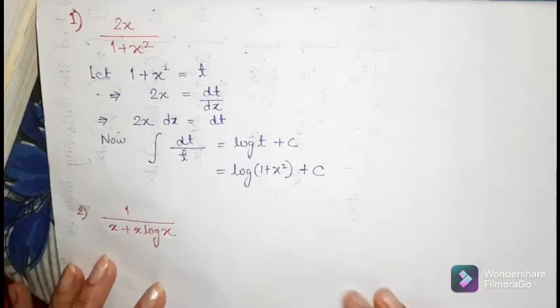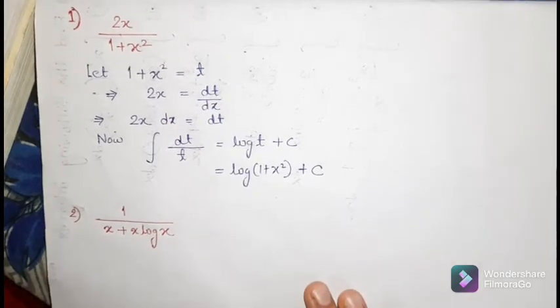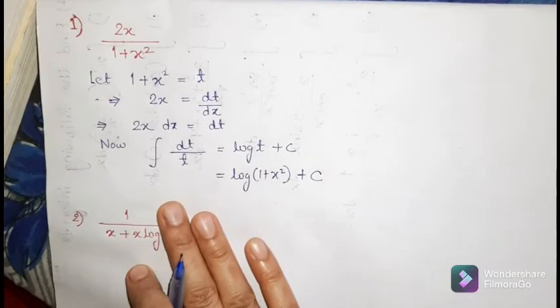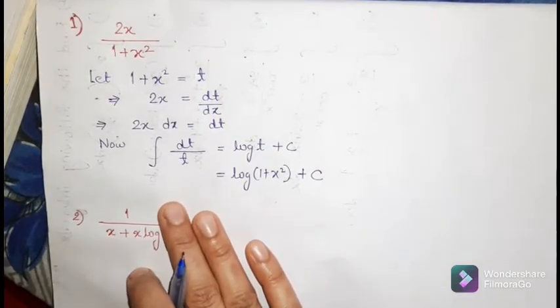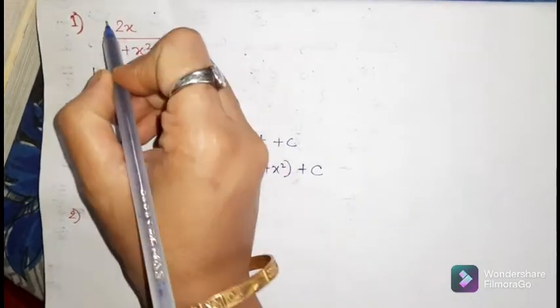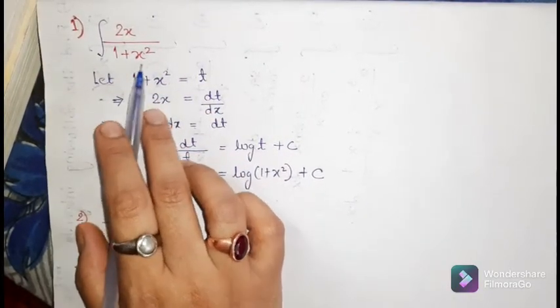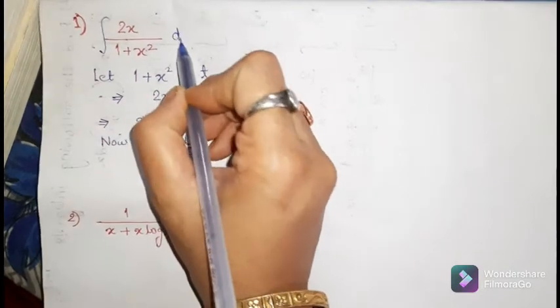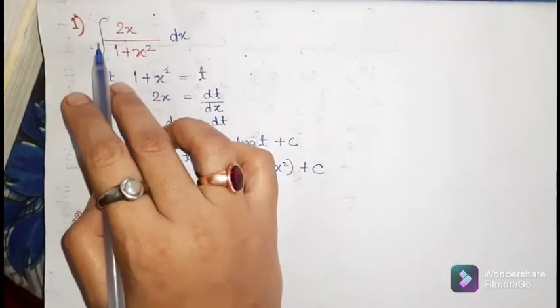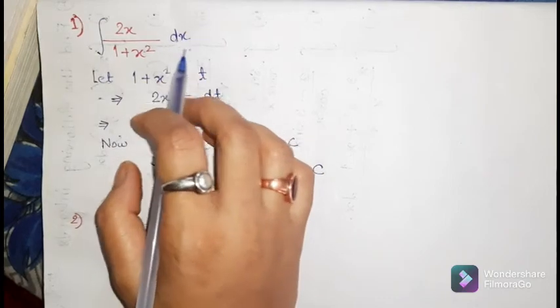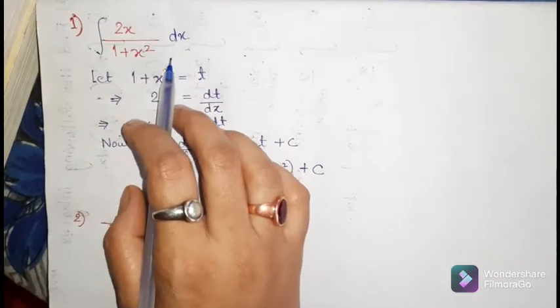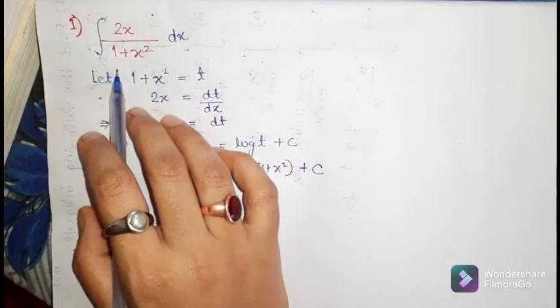Good morning, students. So today we start with the problems related to the substitution method, means we find the integral using the substitution method. The very first question that I have taken is the integration of 2x divided by 1 plus x square dx. Remember, whenever you put the integration sign with dx along with it, you have to find the integration of this function.